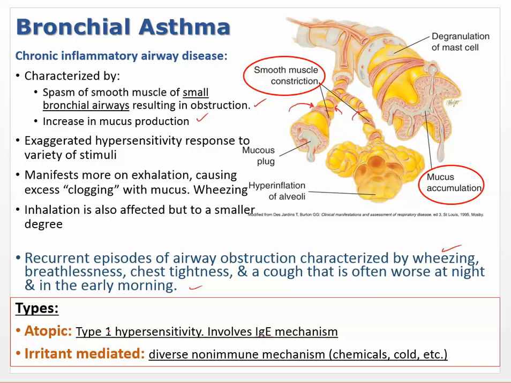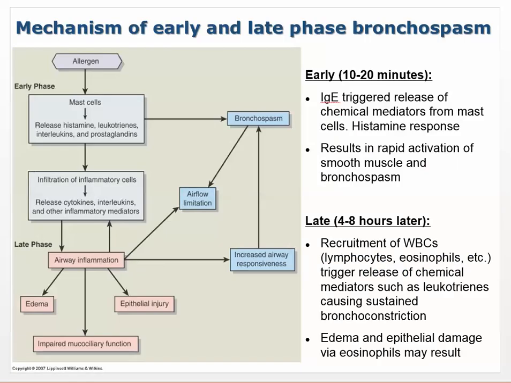Atopic. Generally, I think of atopic as something that's not contacting it directly. It's not actually causing the damage. It's doing it sort of in a systemic way. And really, when I think of atopic, I think of hypersensitivity, I think of allergies. Okay, and that's the case with asthma. Type 1 hypersensitivity involves that IgE mechanism. Remember, where the IgE are kind of sticking out of these mast cells, and then that's going to cause a chain reaction type of response. There's also irritant mediated or non-atopic. So that can be a number of things. Chemicals, cold are listed here. I've got some others listed in other places.